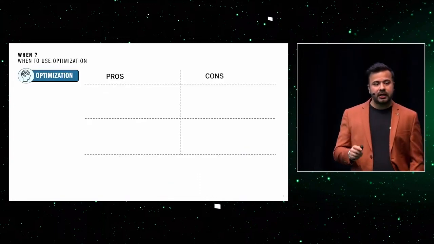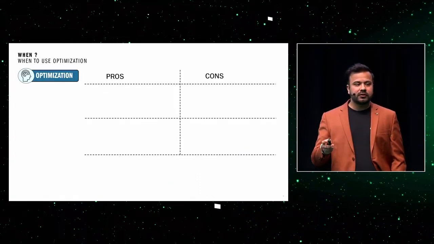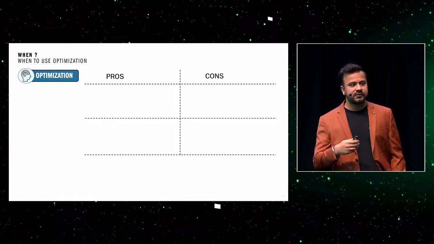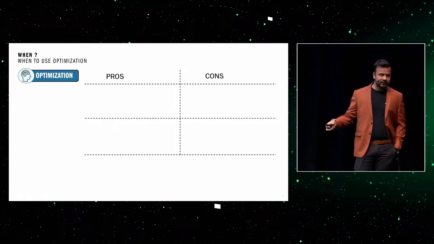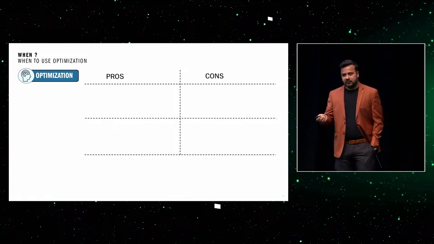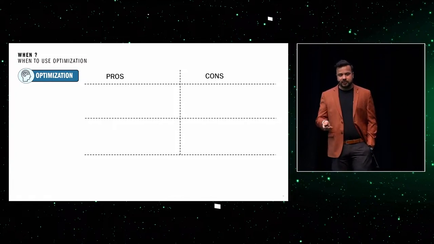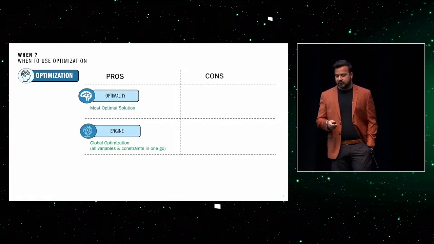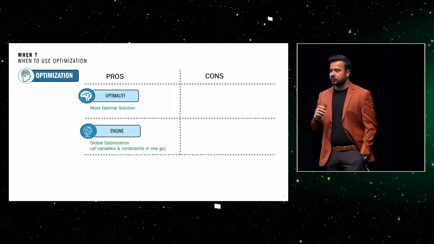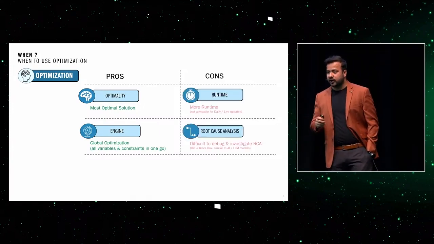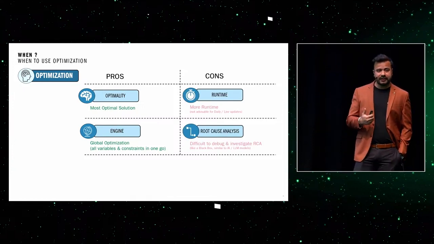Now that we know how to develop, before going into development mode, as product managers, as product owners, we should take a step back and think about what my use case is and whether I actually need optimization for it. Because like every other technology, optimization has its pros and cons. The pros being the most optimal solution, global optimization, taking all your variables and constraints into one go. But on the other hand, you have disadvantages like huge runtime.